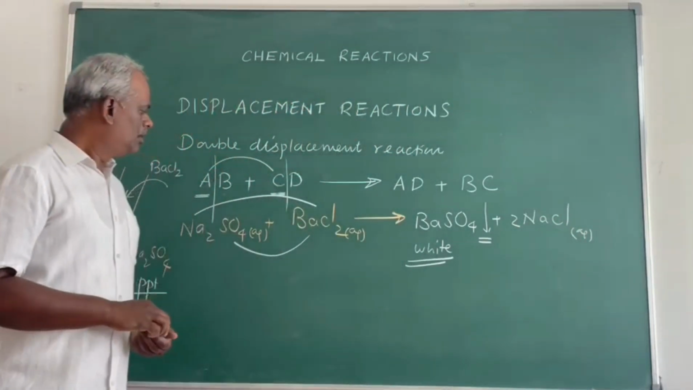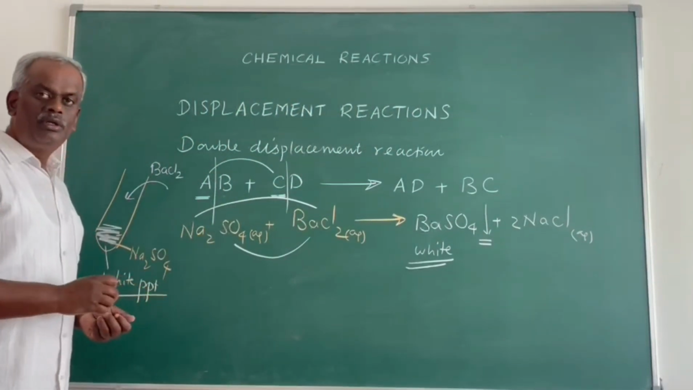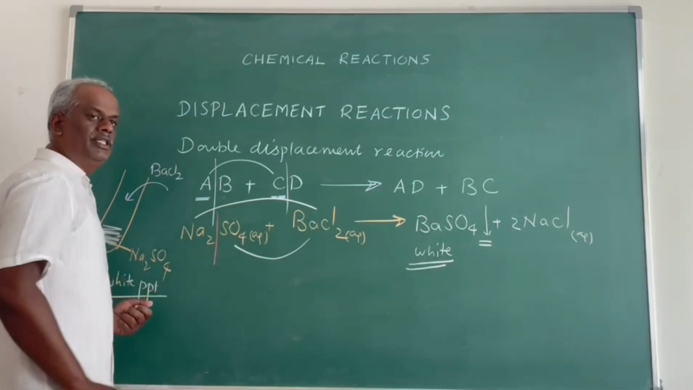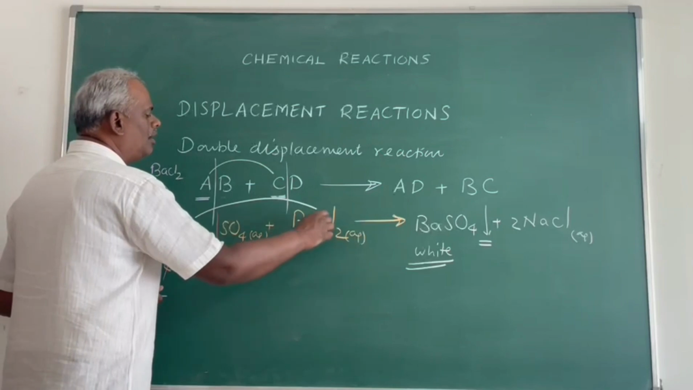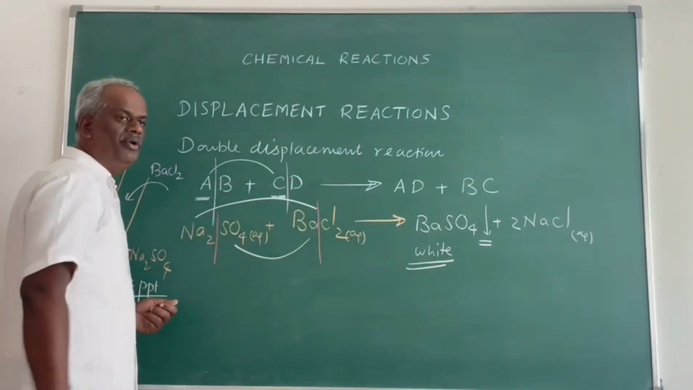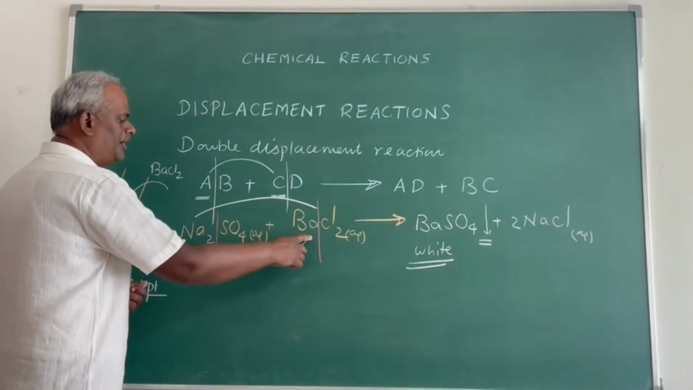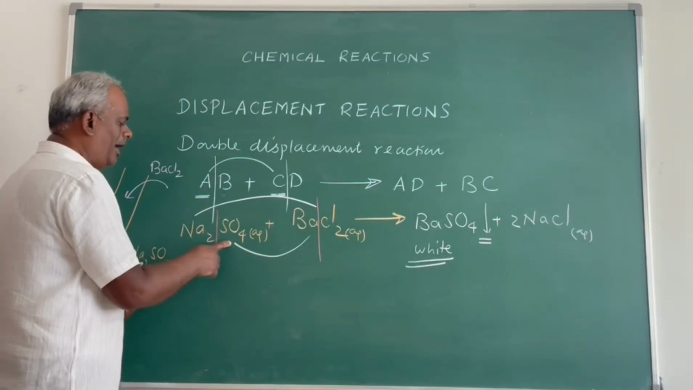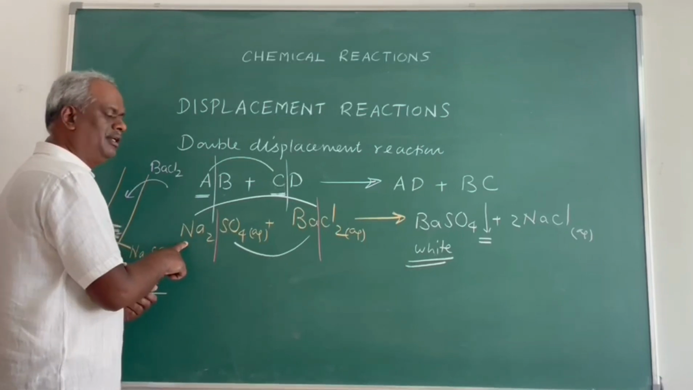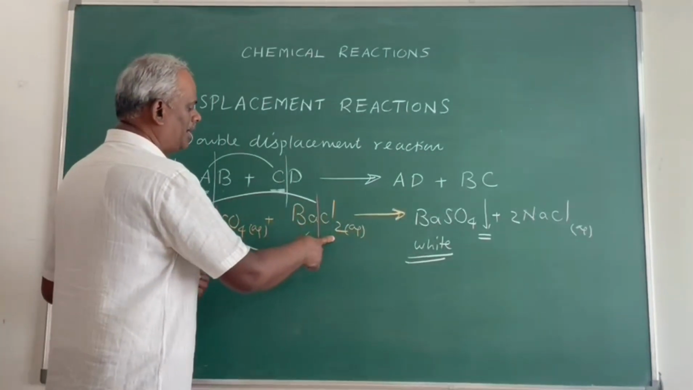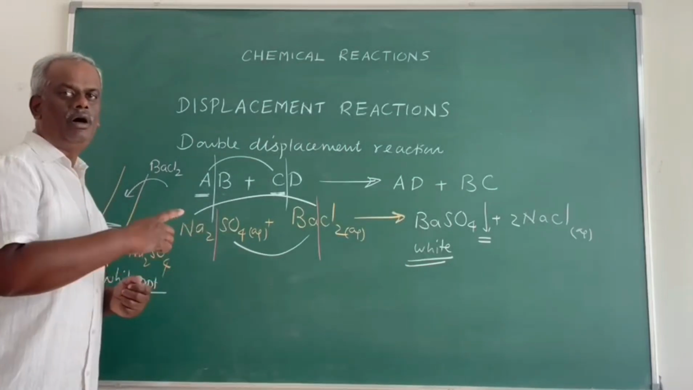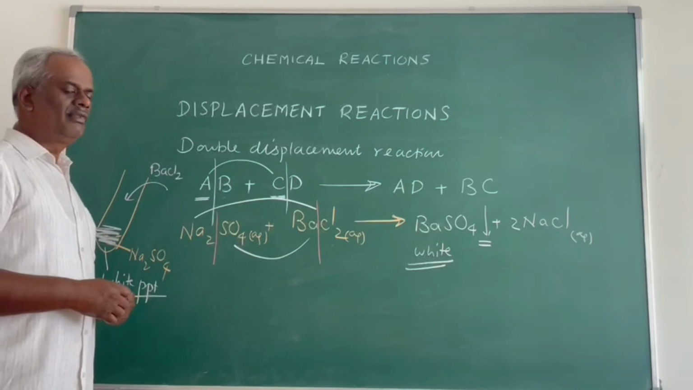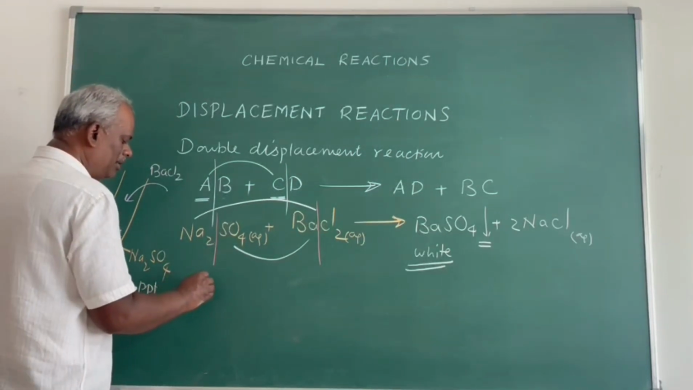I repeat, both the substances are decomposed. Sodium sulfate, after decomposition, gives sodium and sulfate. Barium chloride, on decomposition, gives barium and chlorine. Barium is a metal that combines with sulfate, the non-metal. And sodium is the metallic part, which combines with the non-metallic part, chlorine or chloride ion, to form sodium chloride. It's an example.